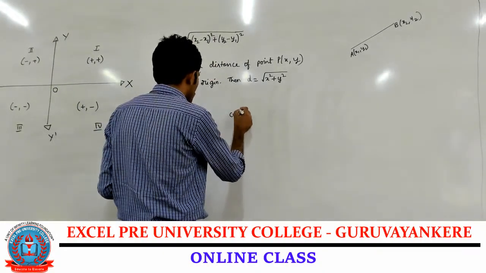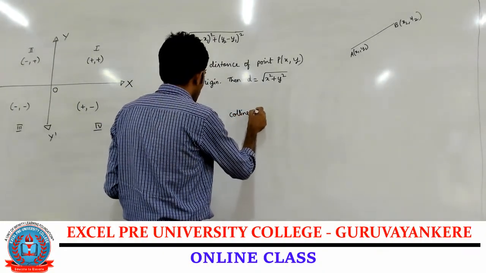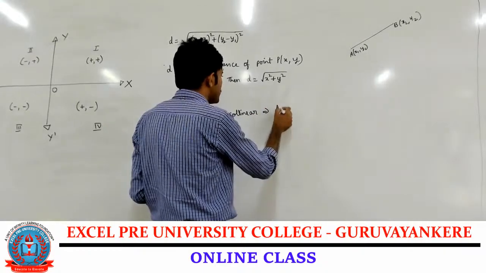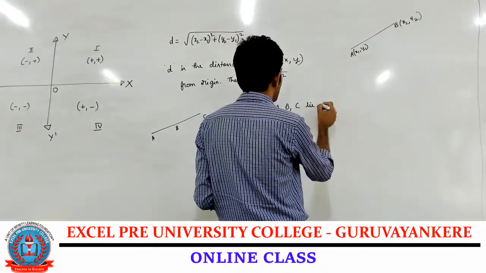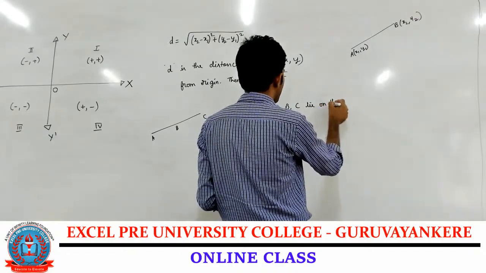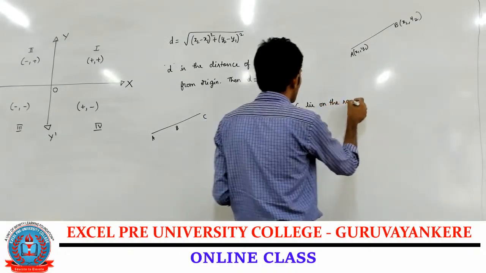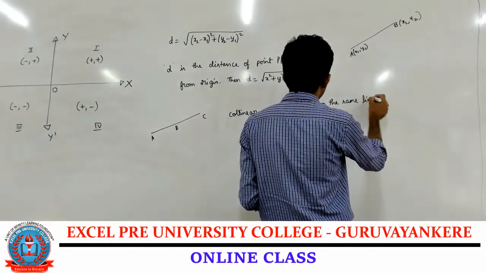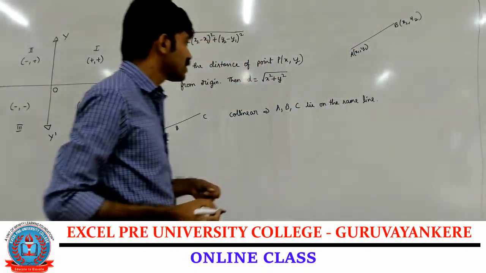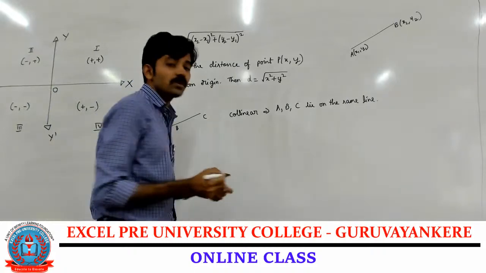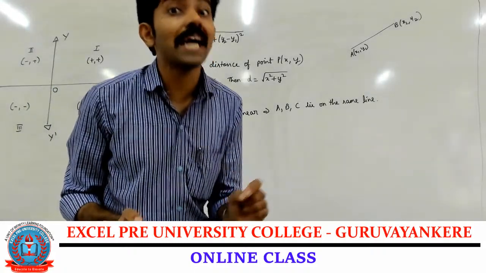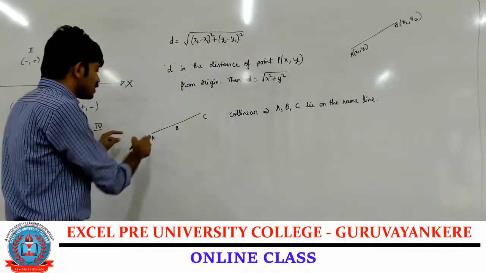Collinear means A, B, C lying on the same line. 3 points A, B, C are collinear if they lie on the same line. Here, using the distance formula, we can prove that the 3 points are collinear.